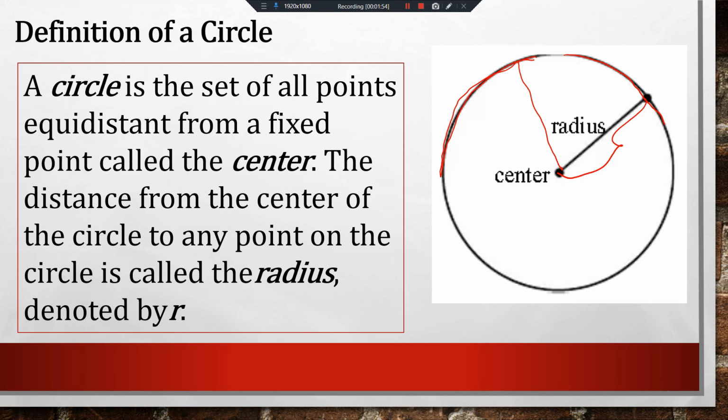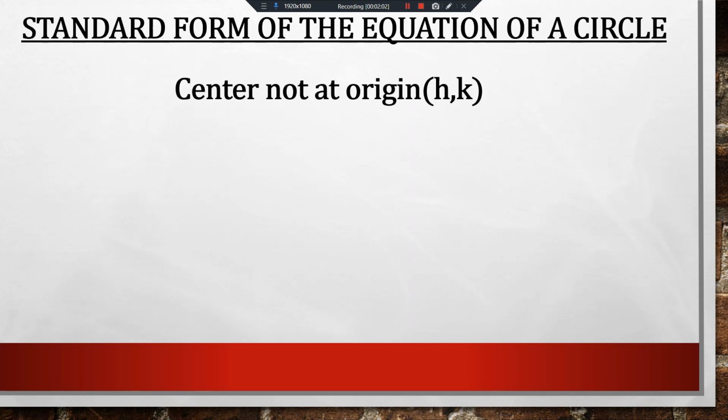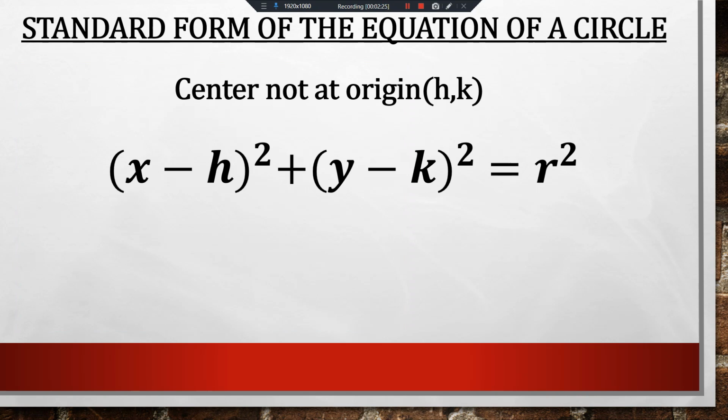So, there are two types of the standard form of the equation of the circle. First, the center is not in the origin, or we call this (h, k), wherein h serves as the x, k serves as the y. So this is the standard form of the equation of a circle whose center is not in the origin. That is the quantity of x minus h squared plus the quantity of y minus k squared is equal to r squared.